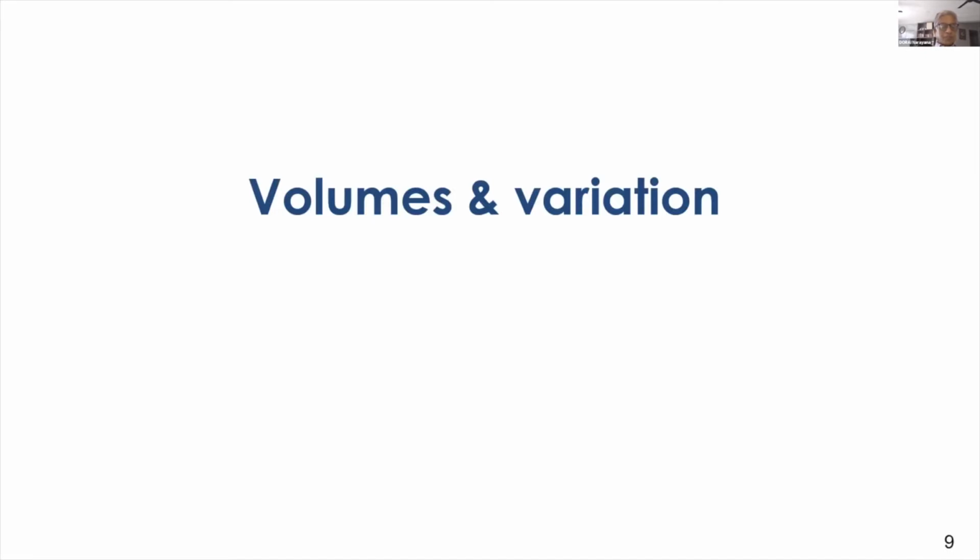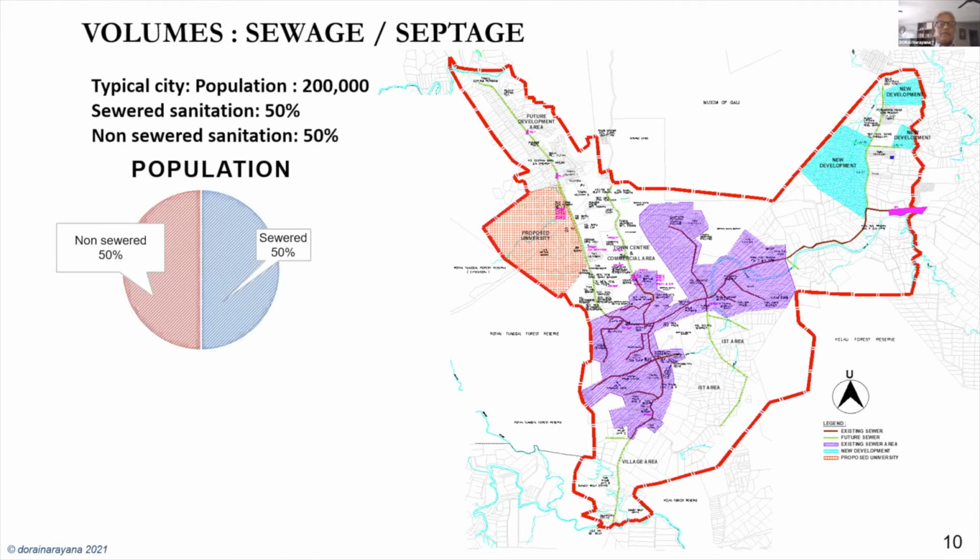Now let's look at the first part of it, which is talking about the volumes, the relative volumes of sewage and fecal sludge or septage and the variations. So here we take an example of a city which has a population of about 200,000 people.